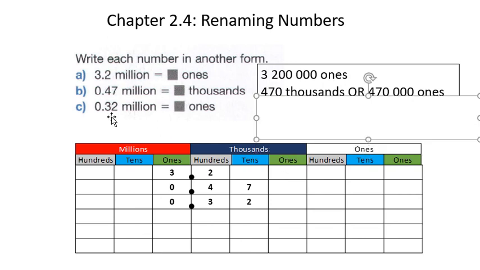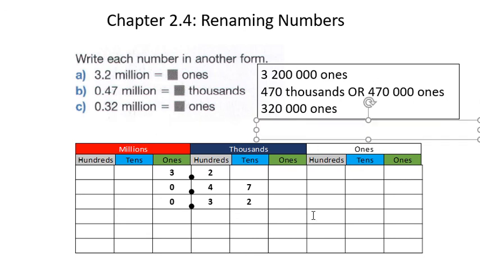And our last one is 0.32 million. I've labeled that here. We're looking at the millions column. The name has millions in it. So 0.32 is labeled right here. And once again, we want it in ones. So if it's in ones, we have placeholder zeros in all of these slots right here. And that would be 320,000 ones. If we were being asked for thousands, we're not, but if we were, it would be 320 thousands. That's how many thousands we would have.